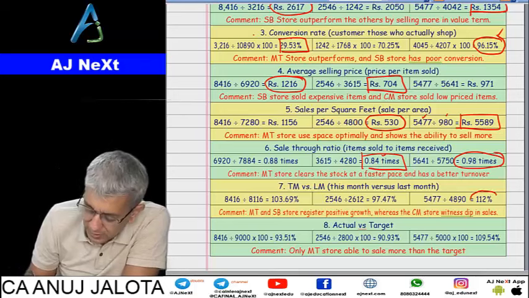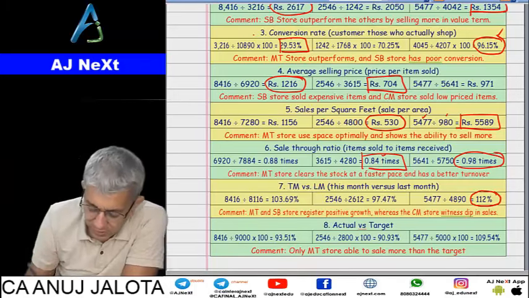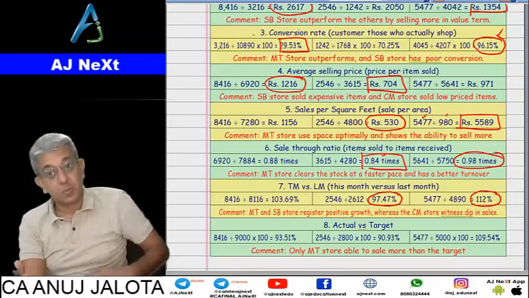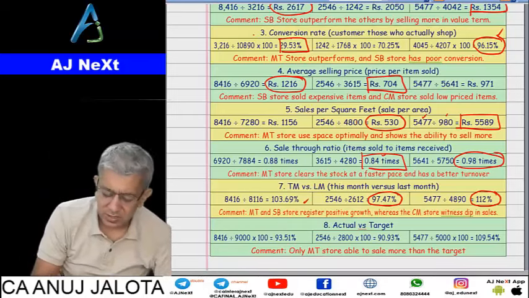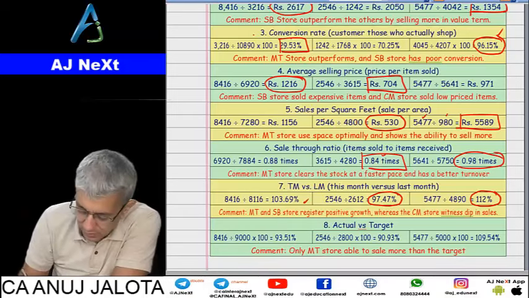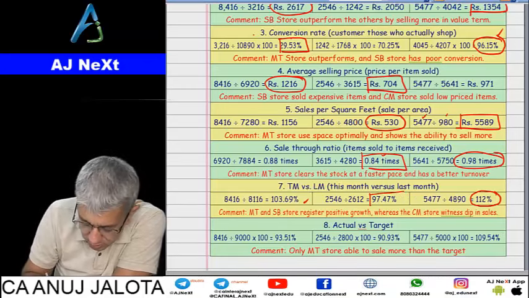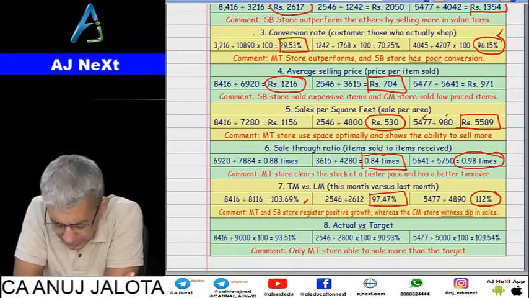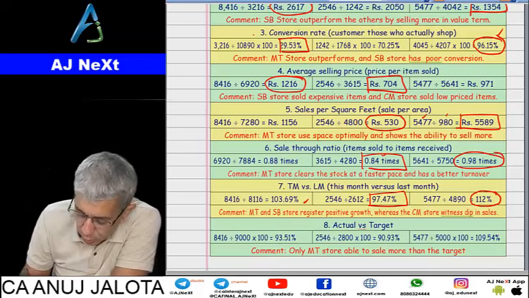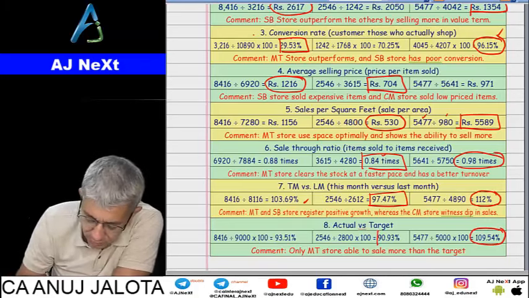This department has outperformed its sales as compared to the last month. Whereas this is performing badly, as compared to last month, this month sales are lower. This is somewhere in the middle, although still better than last month. Actual versus target, this will be in a square, then in a rectangle. Then actual versus target, this is the only department that has performed best, and this department has performed worse over here.